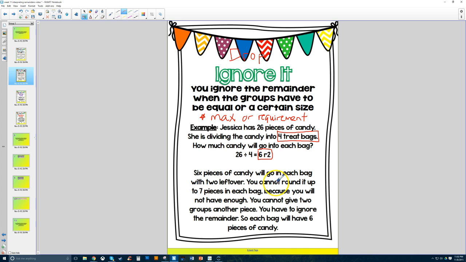Well, you're not going to round it up to 7 pieces in a bag, because you're not going to have enough to fit in each treat bag. 7 times 4 is 28, and you only have 26 pieces of candy. So you cannot give 2 groups another piece. You're going to have to ignore the remainder or drop it off. You only have 4 treat bags, so you cannot add another treat bag either. So in this case, it's just going to be 6 pieces of candy in each bag, and then those 2 other pieces of candy would not belong.